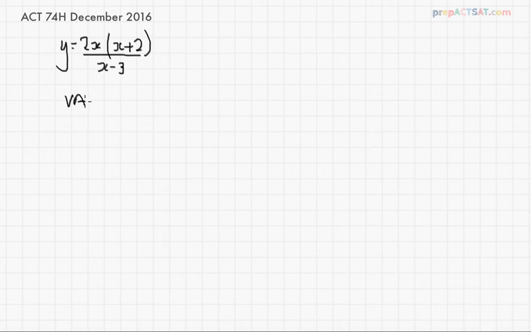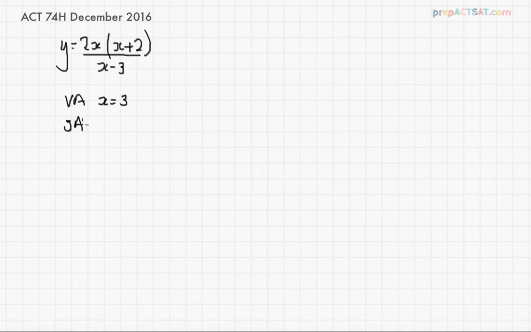So we have a vertical asymptote at x equals 3. So vertical asymptotes come from restrictions on the denominator. Whatever makes the expression in the denominator 0, that's a value that's excluded from the domain, and hence it's a vertical asymptote.